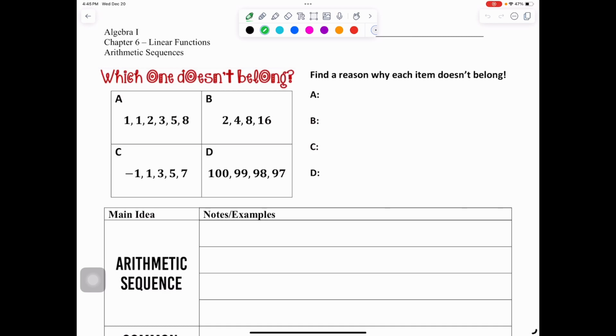Today's lesson is called Arithmetic Sequences. To start, I'd like you to complete the which one doesn't belong activity. Look at the list of numbers that you see in box A, B, C, and D, and find a reason why each item doesn't belong. At this time, pause the video, try the problem, and then resume the video when you're ready to go over the answers.